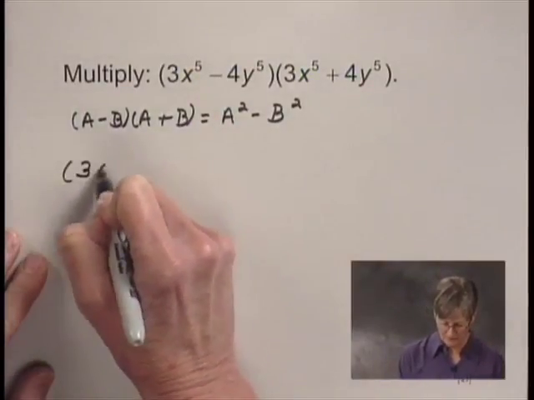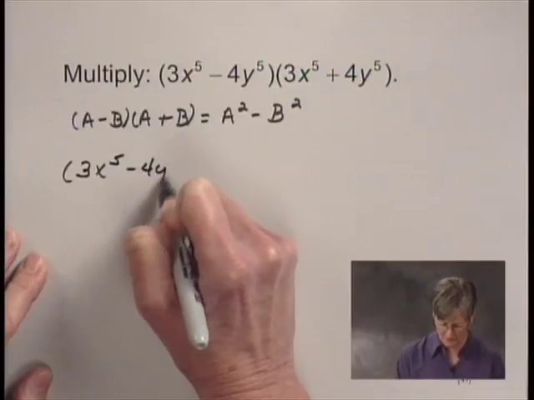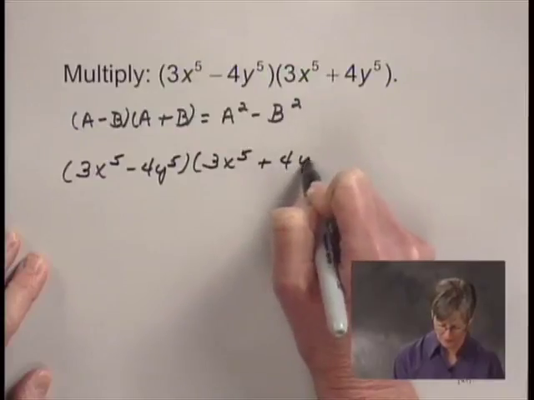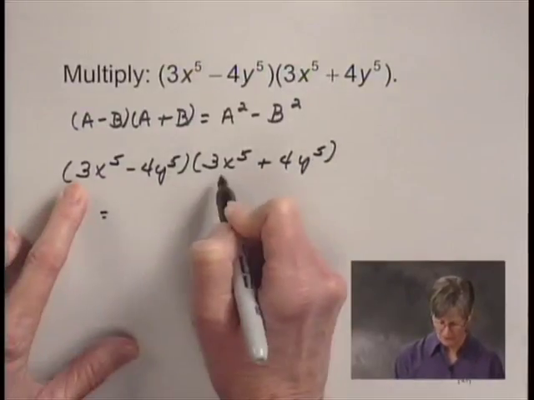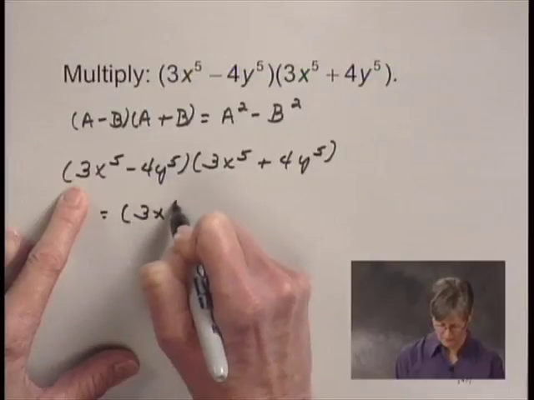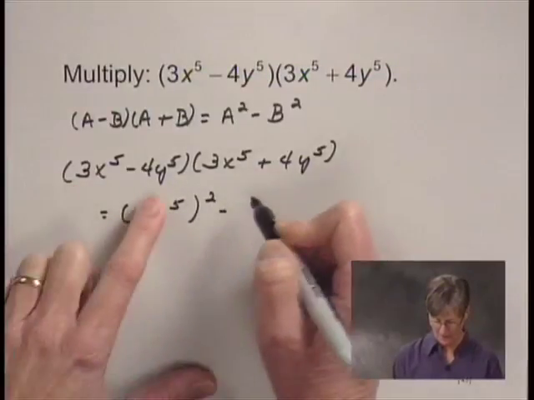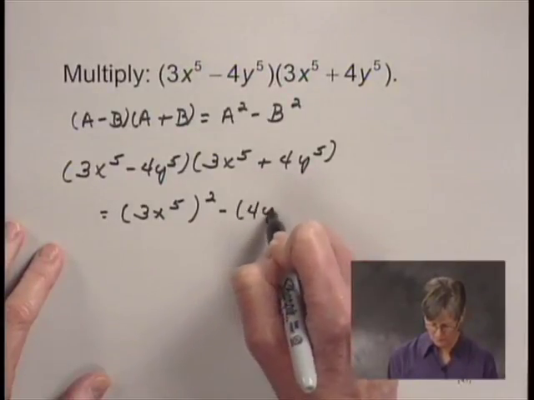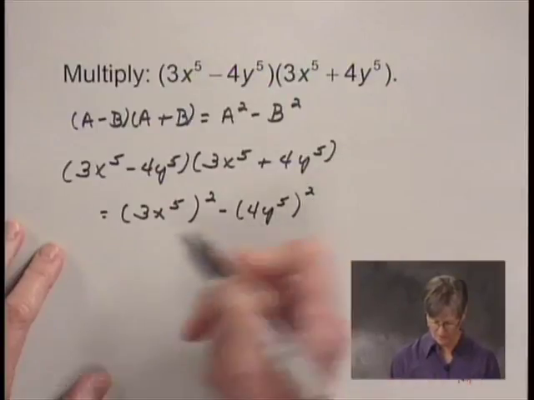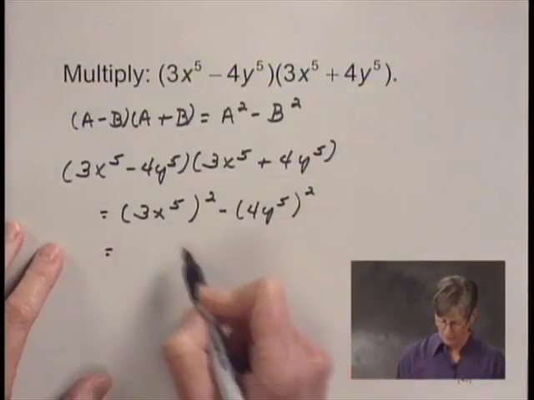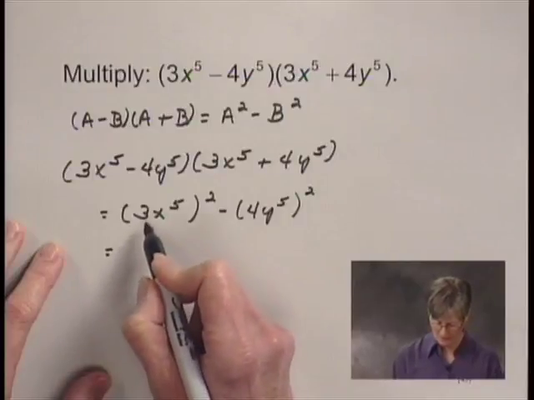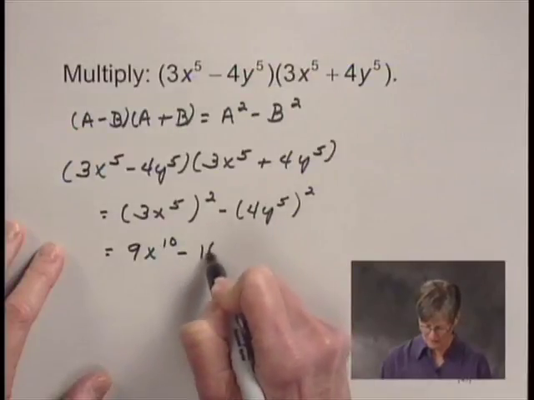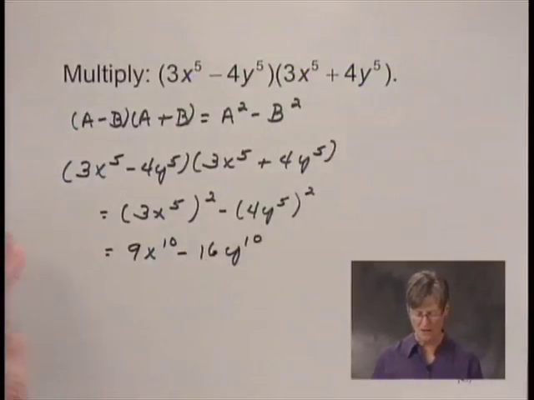So when we multiply 3x to the fifth minus 4y to the fifth and 3x to the fifth plus 4y to the fifth, we get the first term squared, a squared, or 3x to the fifth squared, minus the second term squared, which is 4y to the fifth squared. And carrying out these squaring functions, we have 3x to the fifth squared is 9x to the 10th power, and then we'll have minus 16 times y to the 10th power. So this is the product.